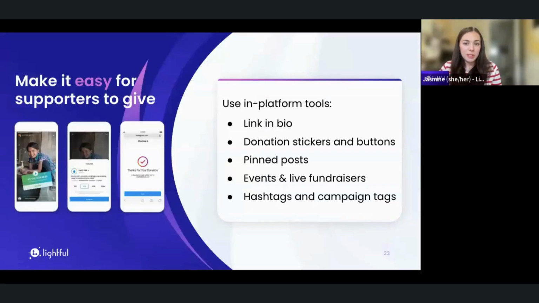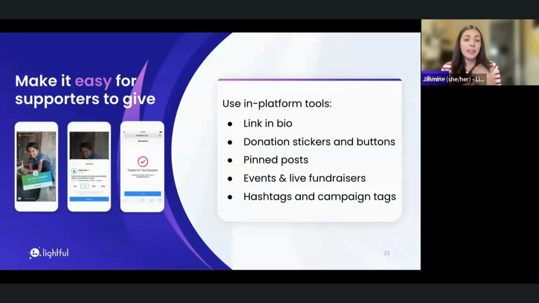And when it comes to social media, the most important thing is to make it as easy as possible to give, which I think is something that's going to come through in everything that we're saying today. But luckily, the platforms have lots of built-in tools now that help you do that, which is really helpful because people don't usually want to leave the platform that they're on. So we're going to walk through some of the most useful ones and how you could use those to support your campaigns.